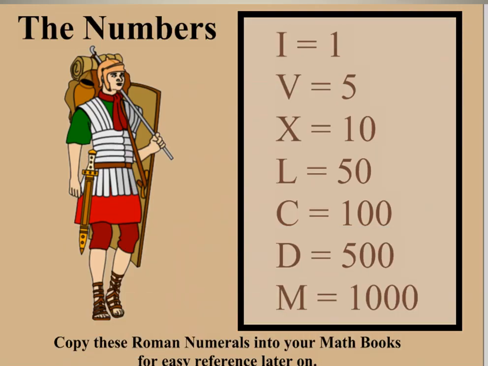Here are the letters used to write the symbols. I is equal to 1, V is equal to 5, X is equal to 10, L is equal to 50, C is equal to 100, D is equal to 500, M is equal to 1000. These are the basic 7 symbols of Roman numerals.